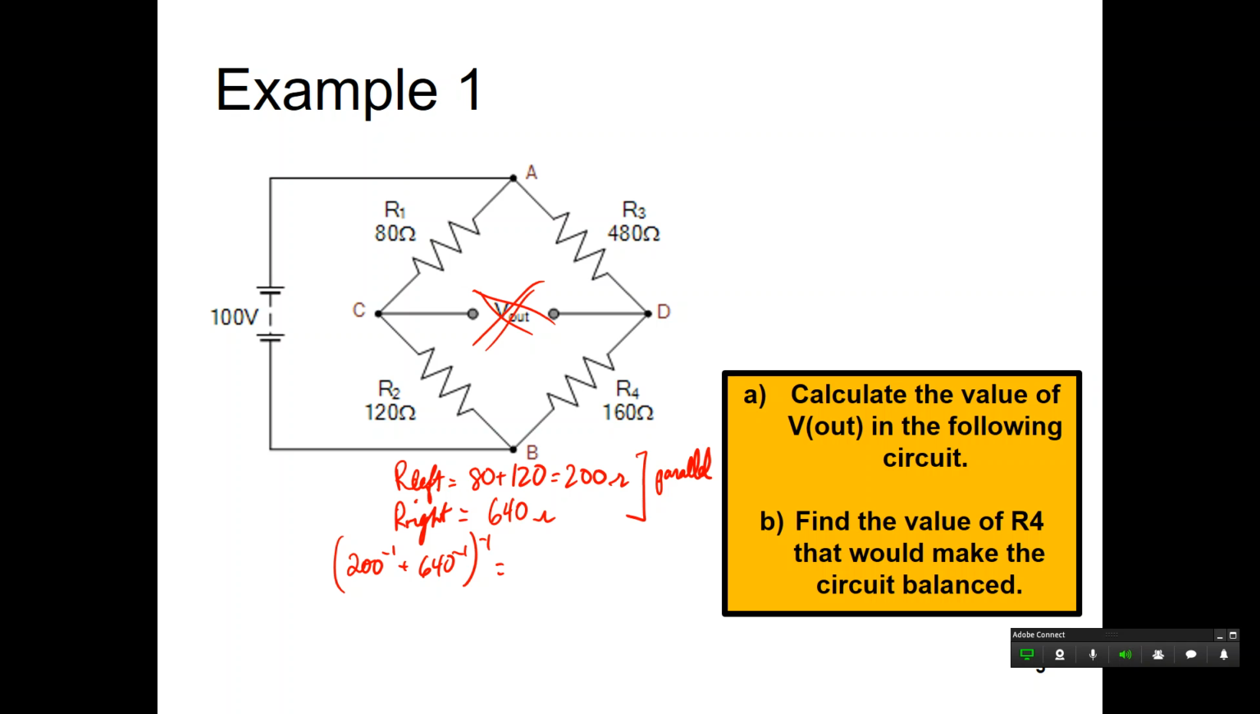Can someone just do that calculation for me, please? How much you get, Valerie? Sorry, can you say that again? 152. Let's go with 152. Everyone's in agreement with that? Okay, so 152 is our equivalent resistance. That means with our voltage, we can find the total current.